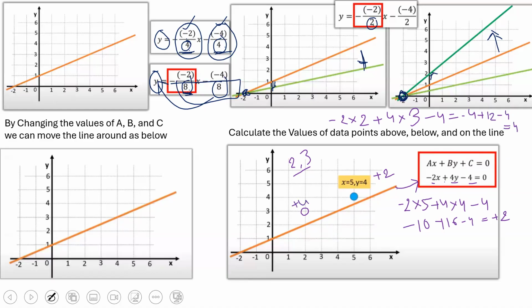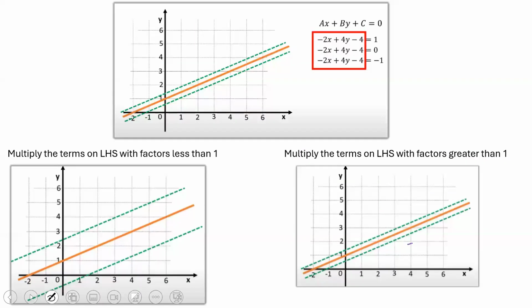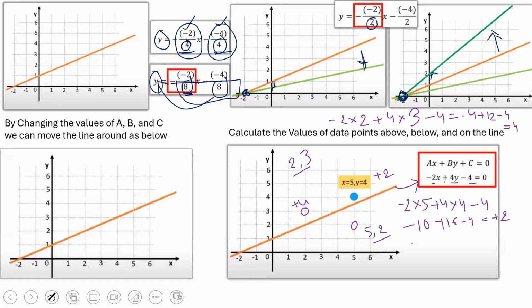And now take any point below this line. Okay, let's take this point which is 5 comma 2 and substitute in the same equation. If you substitute this in this equation, what is that? Minus 2 into 5, which is minus 10, plus 4 into 2 is 8, minus 4. So that comes down to minus 14 plus 8, which is minus 6. So for this point, you got the value as minus 6.